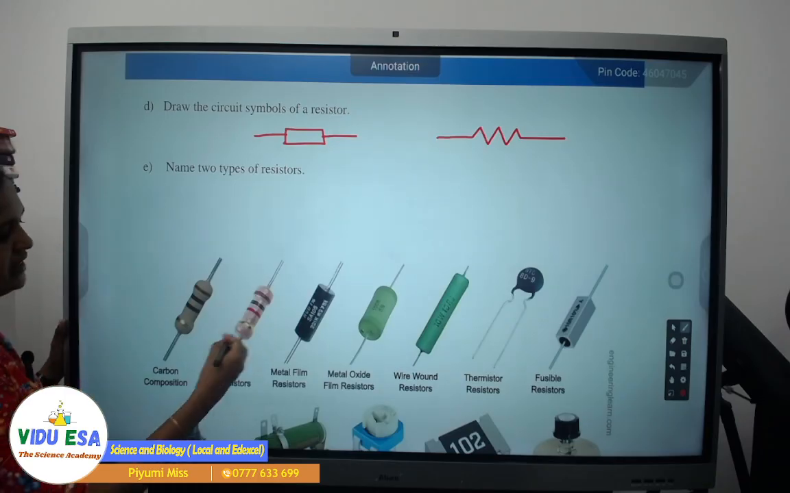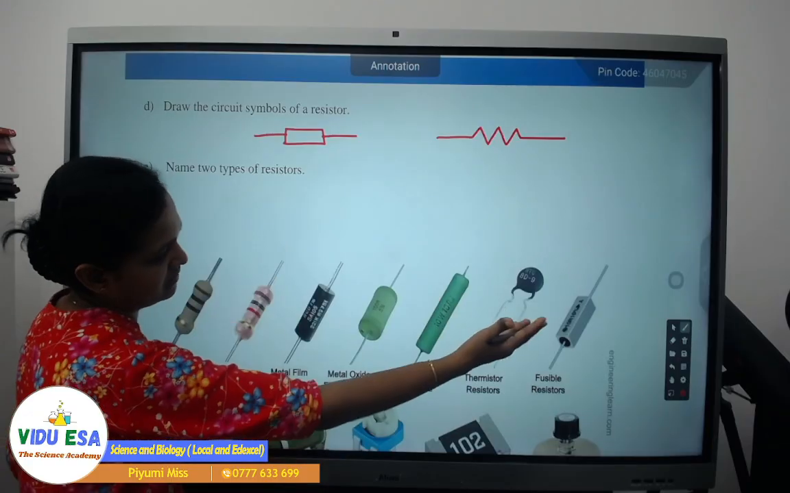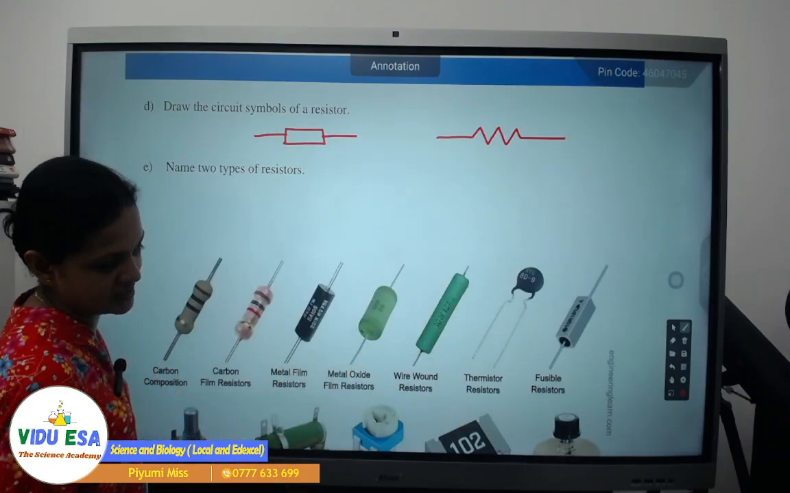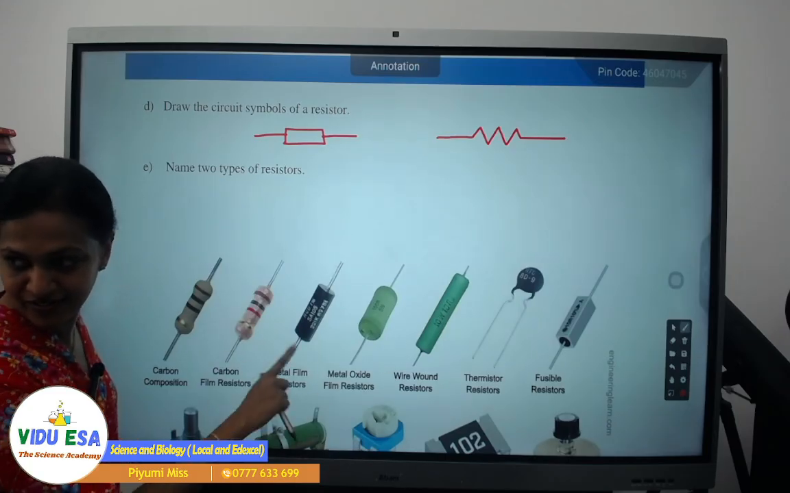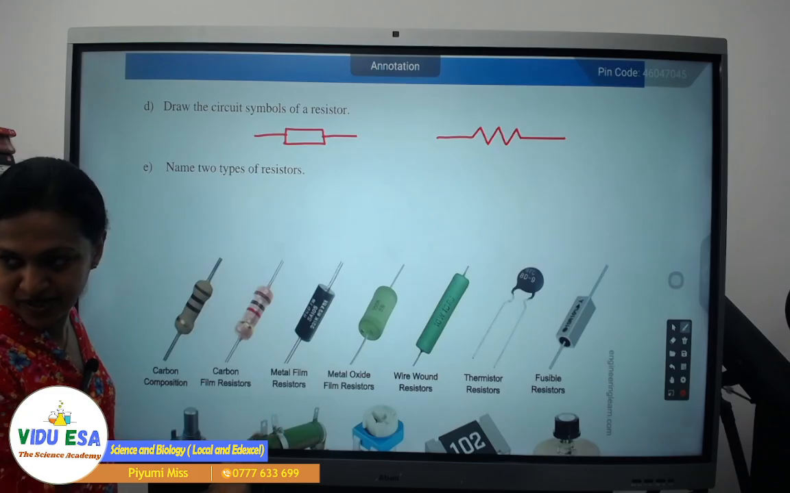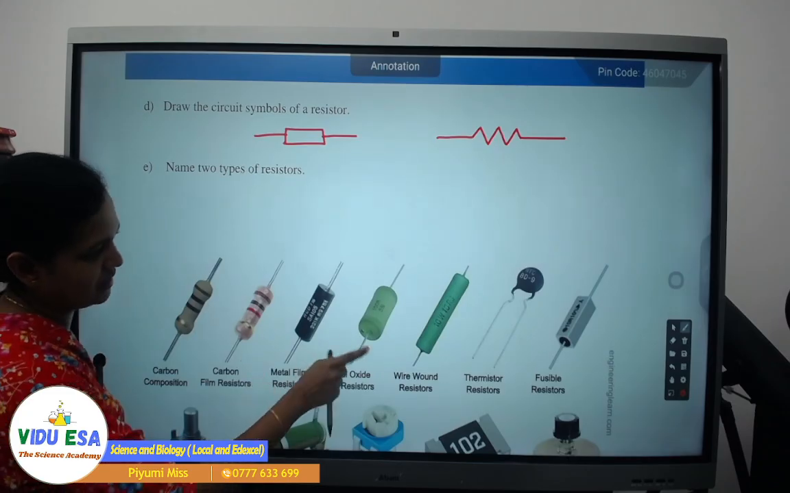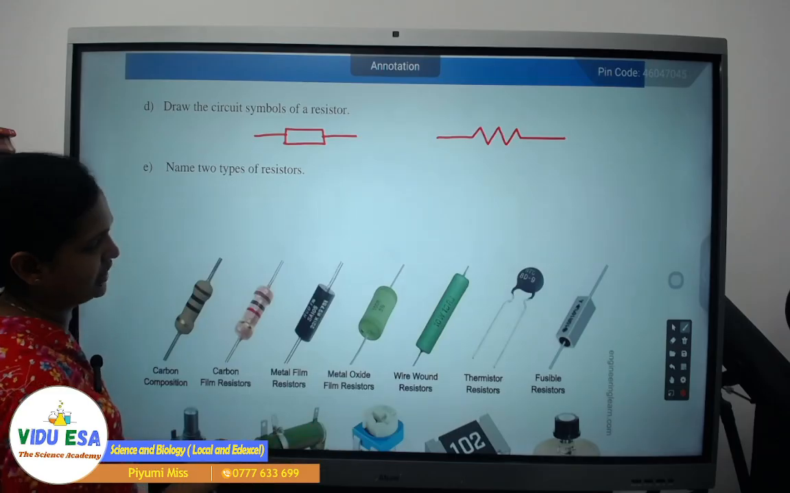So there are different types of resistors. All these are different types of resistors. I just gave an image for you to observe, right? So once you see some of these in the laboratory, you will identify them.